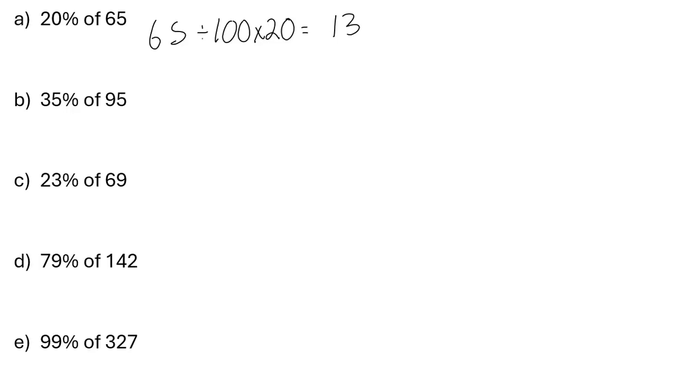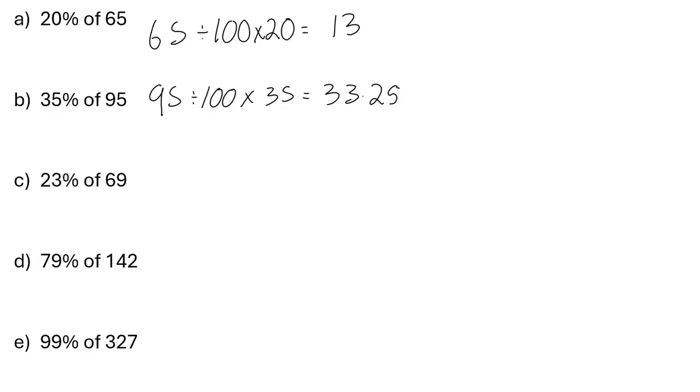Second one, 35% of 95. Same drill, follow the formula, divide it by 100, times it by the percent I want, which in this case is 35. What that will end up giving me is 33.25. So there you go, 35% of 95 is 33.25.